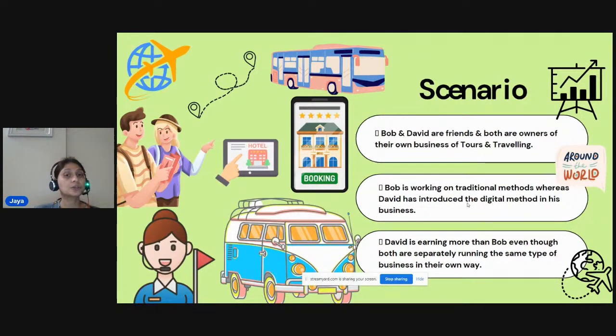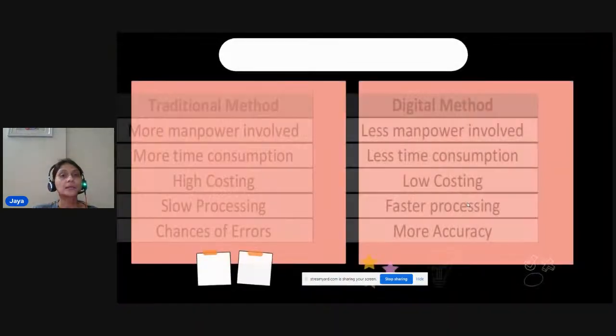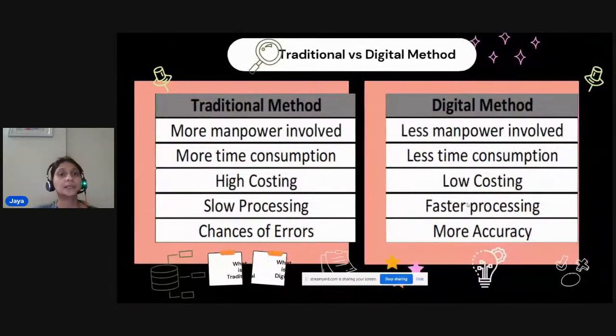In today's world, a client doesn't wait for his work to be done. He wants it done instantly. In this scenario, Bob is struggling to do it because he's using a traditional method and the person doesn't want to wait that much time, so the clients are not happy with Bob's service. But David is earning more and more due to the digital method. My next slide comprises the difference between these two methods.